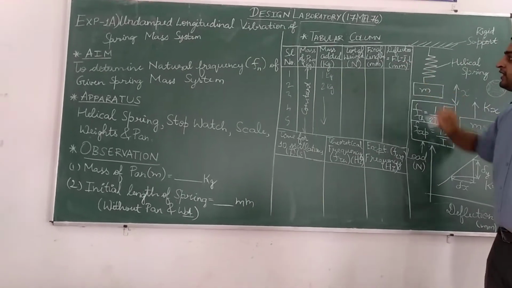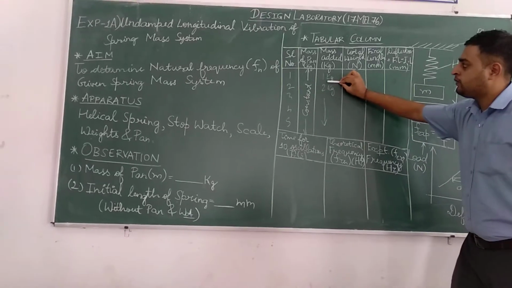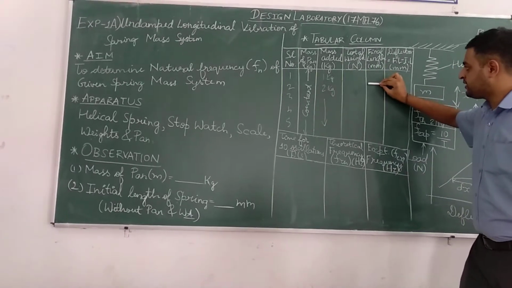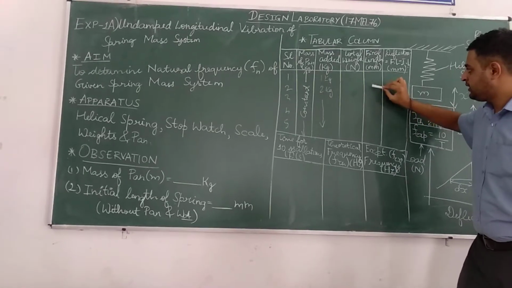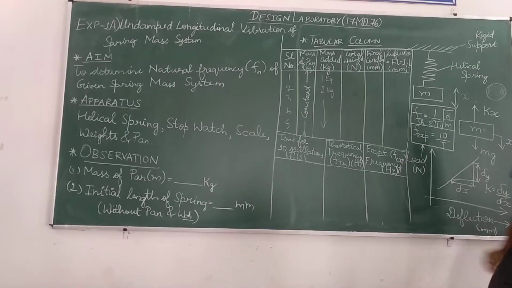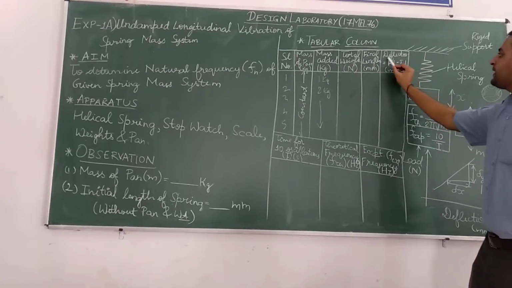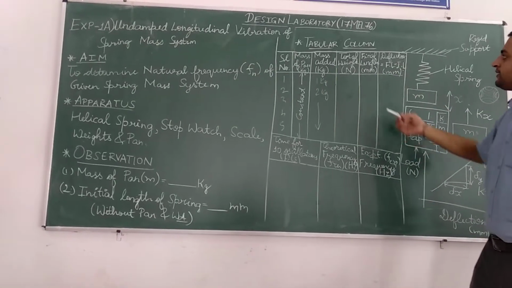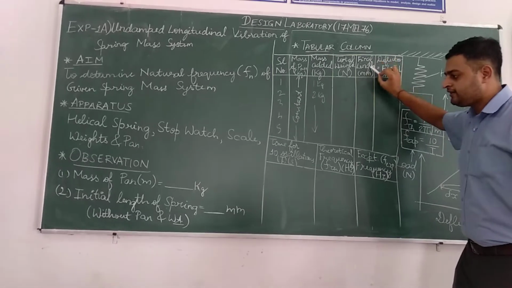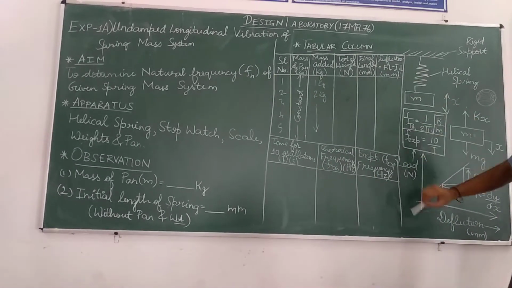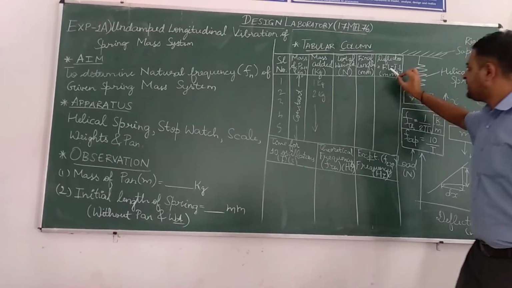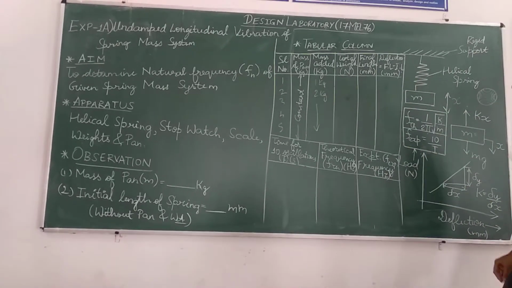Then comes the final length. Once you add 1 kg load, the spring will extend, so the final length of the spring is noted. Once you add 2 kg, it will extend more. The length is noted down in each case. Then we calculate the deflection. It is nothing but the final length minus the initial length of the spring, in mm. As we keep on adding the weight, the deflection also keeps on increasing.